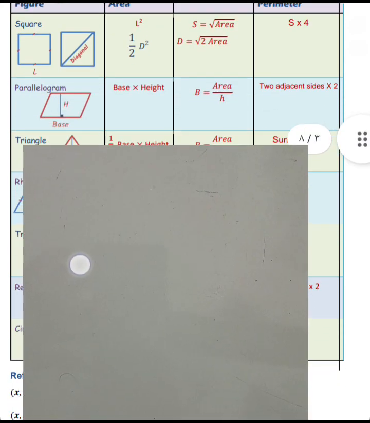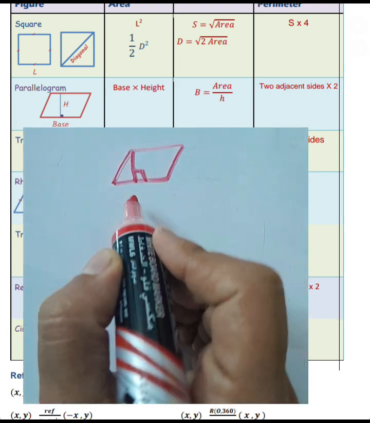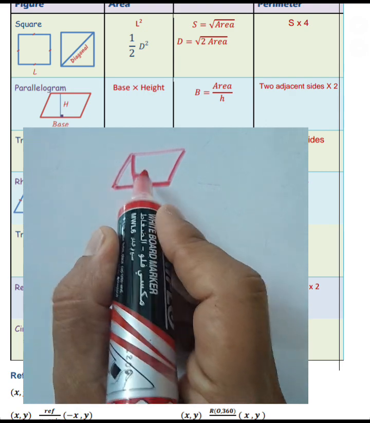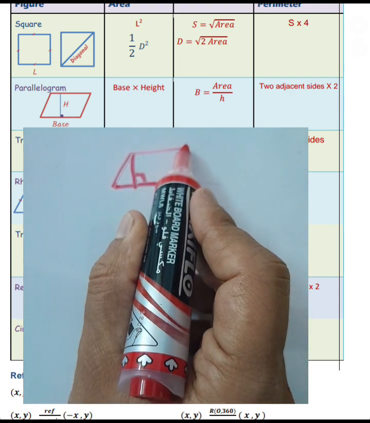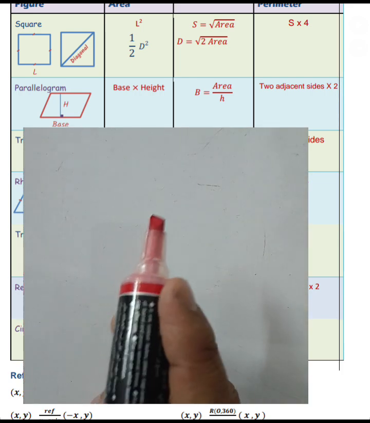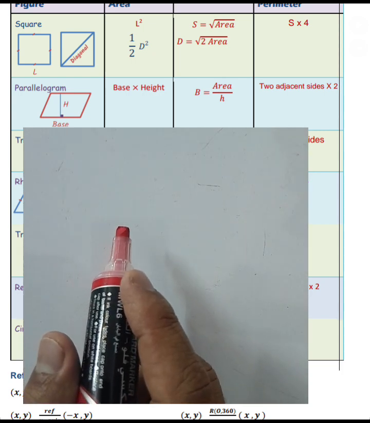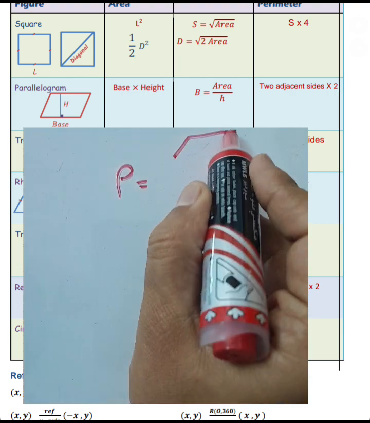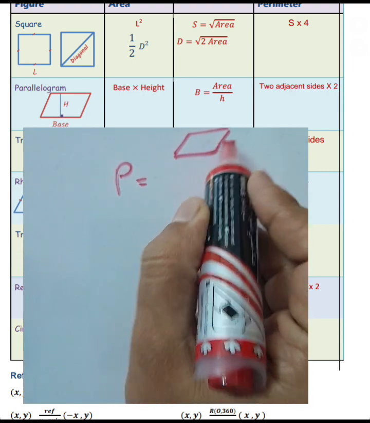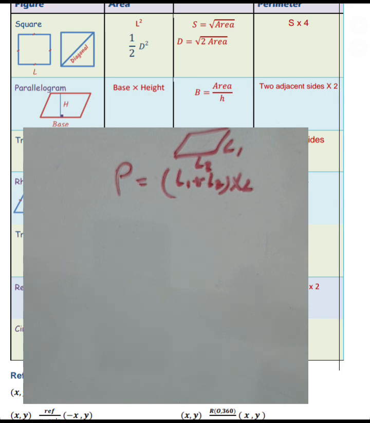Parallelogram: the area of a parallelogram equals base times corresponding height. We have two bases. The longest base has the smaller corresponding height, and the smaller base has the longest height as its corresponding height. Then the area of a parallelogram equals base times height. To find the base, you must write area divided by height. Okay, you can find the perimeter of a parallelogram: two adjacent sides L1 and L2, (L1 plus L2) times 2, like the perimeter of a rectangle, (length plus width) times 2. It's like it.